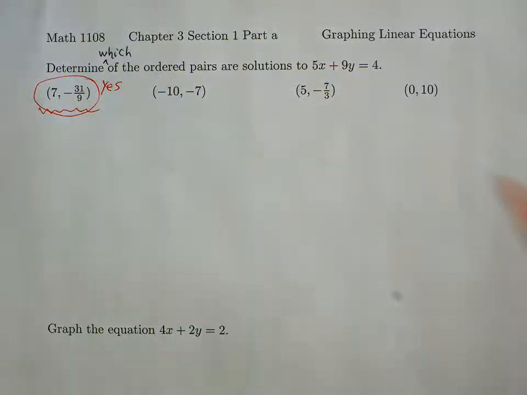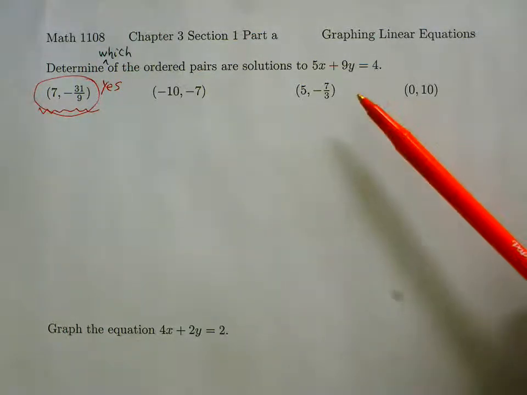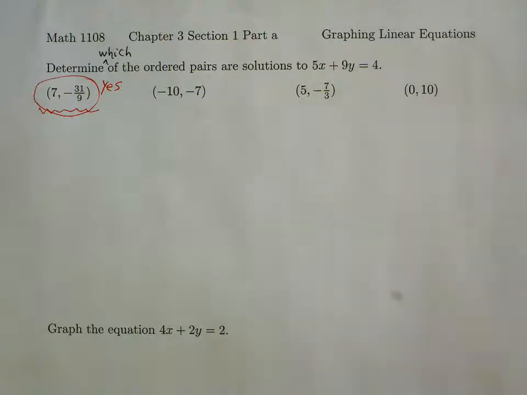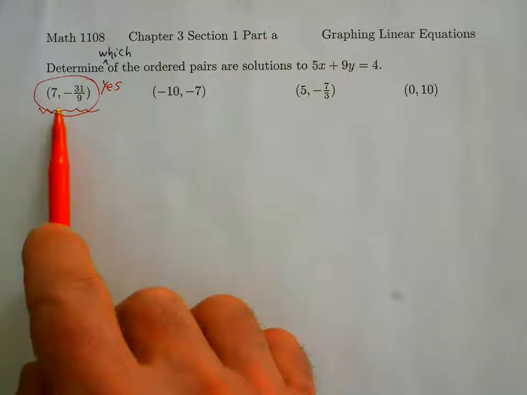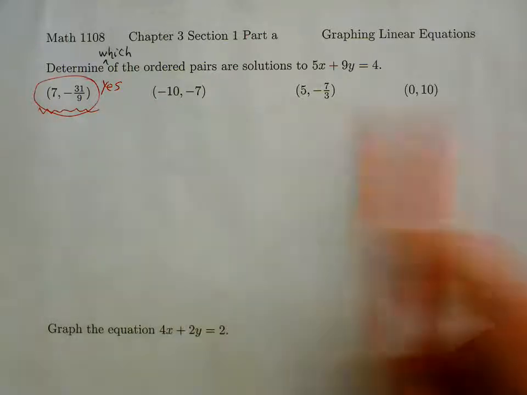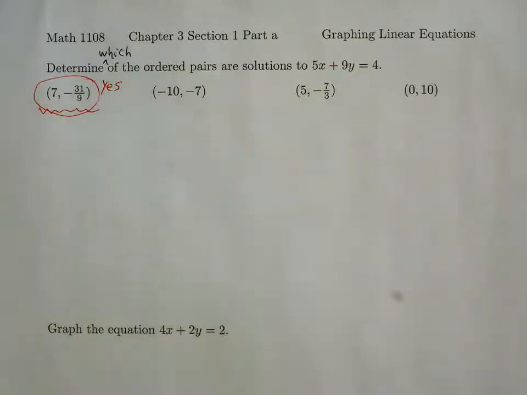Remember that the number of solutions to a linear equation in 2 variables, there are infinitely many solutions. So just because we found a solution doesn't tell us anything about the other ordered pairs. The other ordered pairs may or may not be solutions.